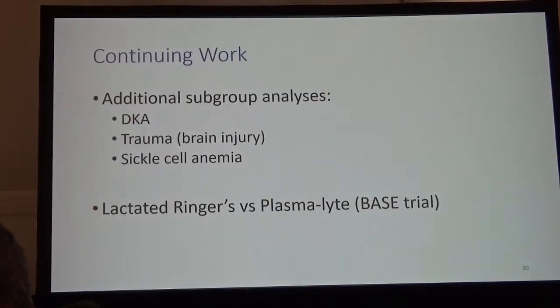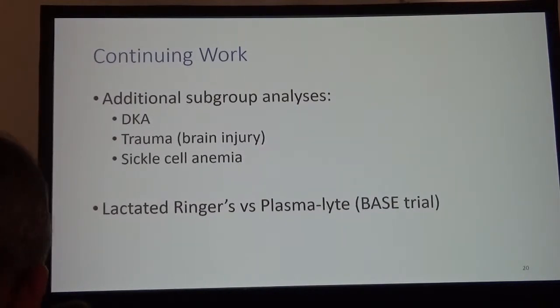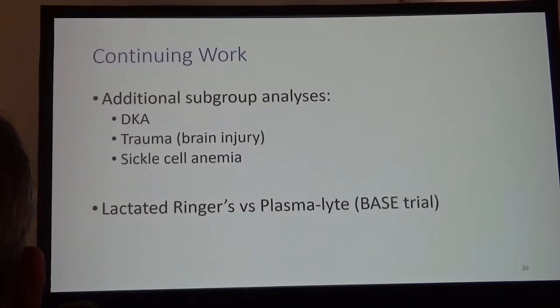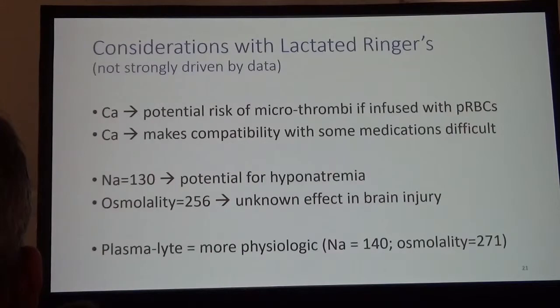So there is additional work ongoing now in our group and many others around the world, looking at specific types of patients, such as, as we mentioned, DKA, trauma, sickle cell anemia. We need to look at specific types of patients now and understand the differences between saline and balanced crystalloids. There's also this question of lactated Ringer's versus Plasma-Lyte, two types of balanced crystalloids. We've undertaken a trial that's looking at that now, which is called the BaSICS trial.